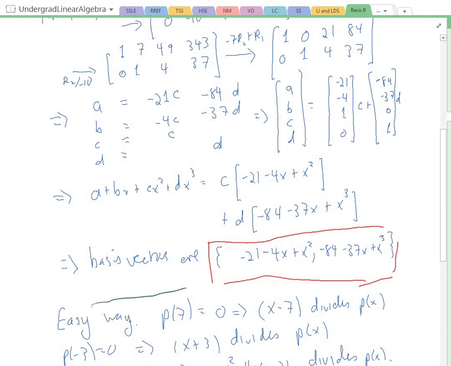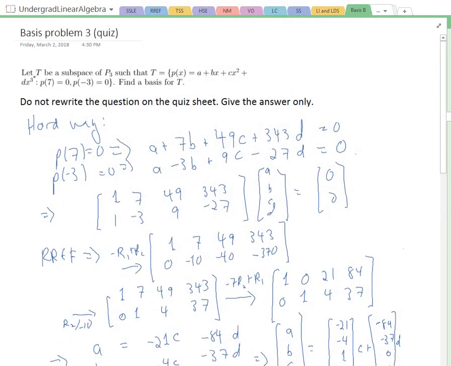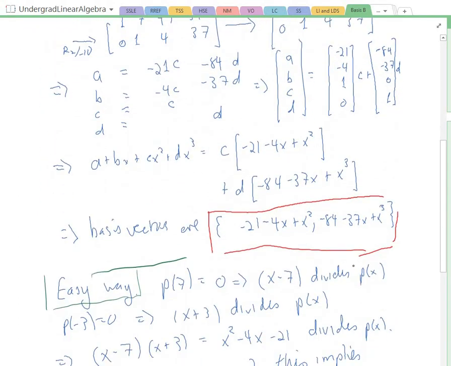There is an easy way, which is kind of clever. Now, if p of 7 is equal to 0, remember what p is. p is a polynomial of degree 3. If p of 7 equals 0, you know from your algebra class that x minus 7 must divide p of x. That's something you learned from high school algebra, that if you have a root of a polynomial, then x minus that root divides the polynomial. Then you can do long division and factor the polynomial.